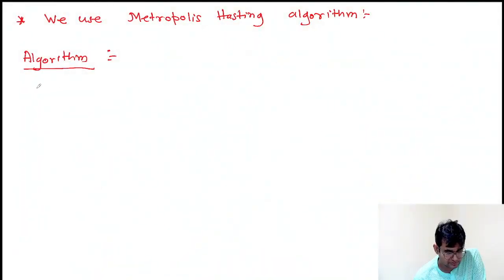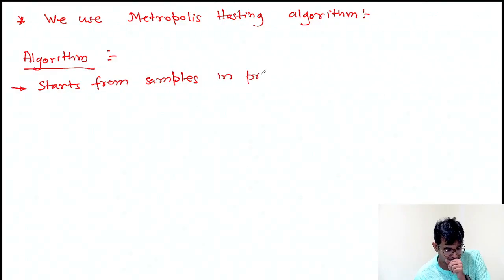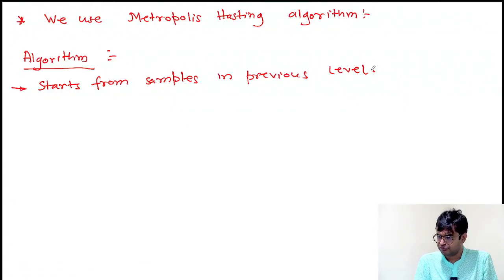Okay. So the algorithm starts. Again, I'm using the term failure, but keep in mind pseudo failure. It's not a real failure. I'm reminding it because you should not get confused. So it starts from samples in the previous level. Okay, and you should start from each of those separately and then collect samples.